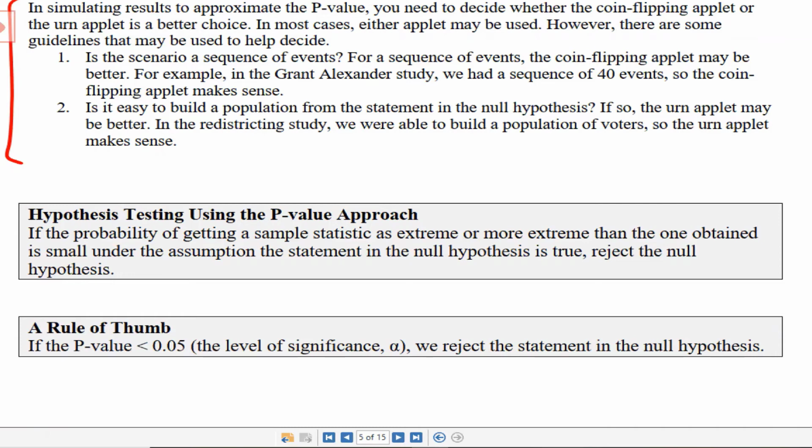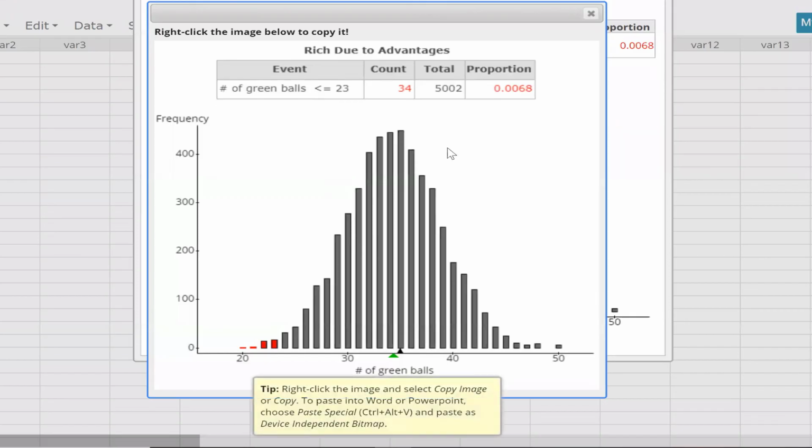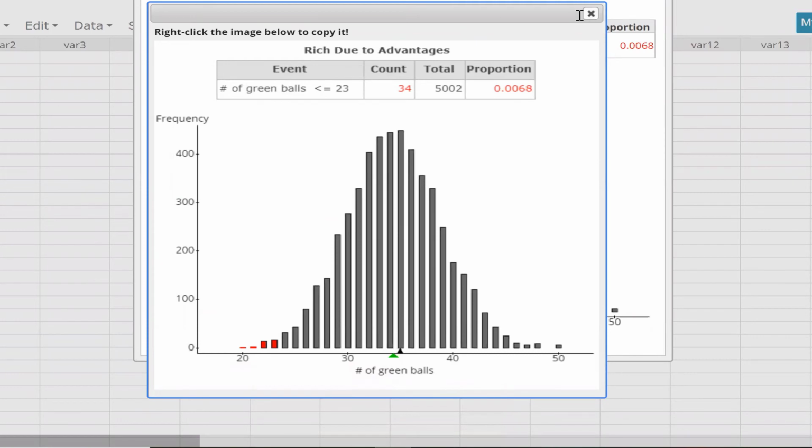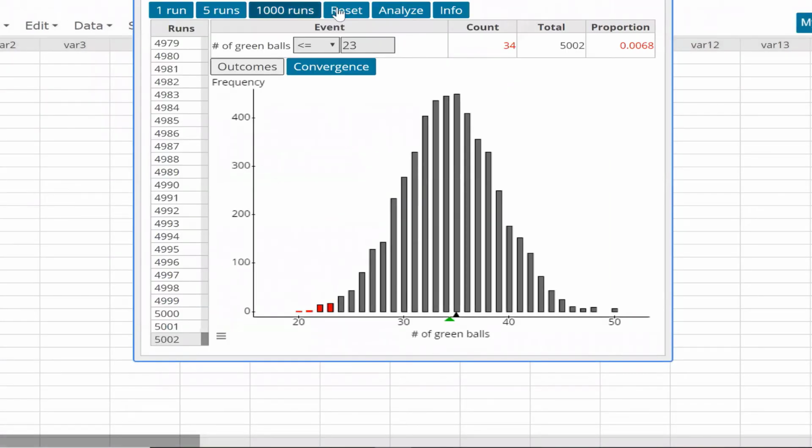And that should feel logical, right? Like here I got a p-value of 0.0068. Let me redo this. Let me just reset this applet and do this 5,000 times. This time I got a p-value of 0.0072. Notice that the p-value is different for this second simulation, but they're fairly close.